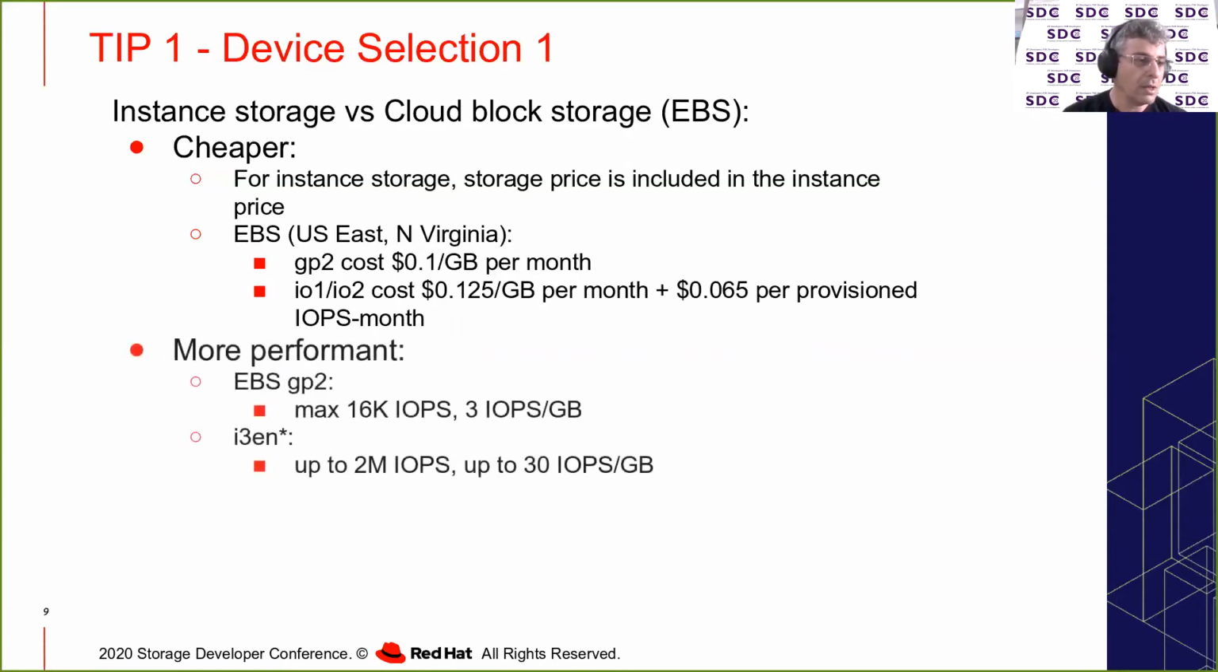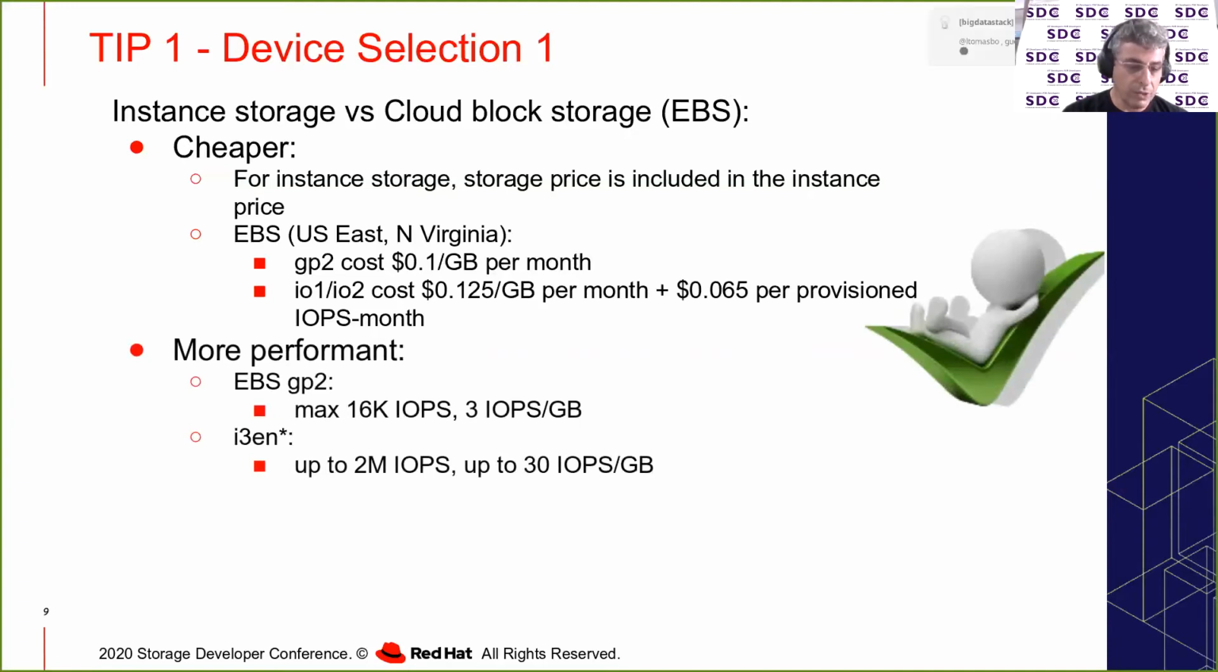Instance storage is also more performant. While GP2 is limited to 3 IOPS per gigabyte, and IO1 and IO2 tiers charge you for IOs, with instance storage, you can get very high throughput, up to 2 million IOPS and 30 IOPS per gigabyte.